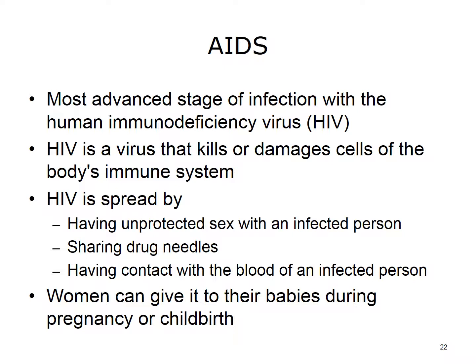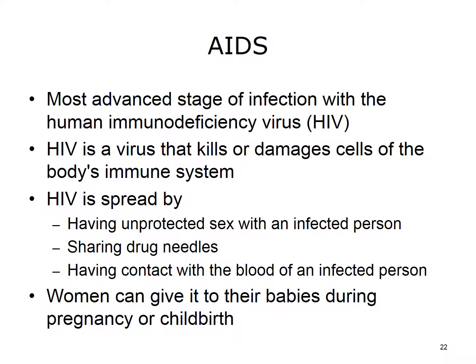A condition of the immune system of serious concern is AIDS. AIDS stands for Acquired Immunodeficiency Syndrome. It is the most advanced stage of infection with the human immunodeficiency virus, or HIV. HIV is a virus that kills or damages the cells of the body's immune system. By damaging your immune system, HIV interferes with your body's ability to fight the organisms that cause disease.